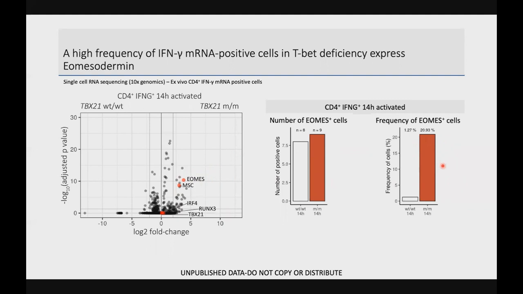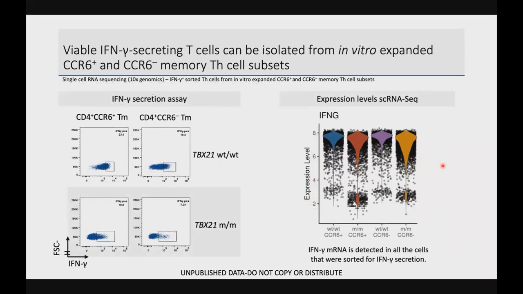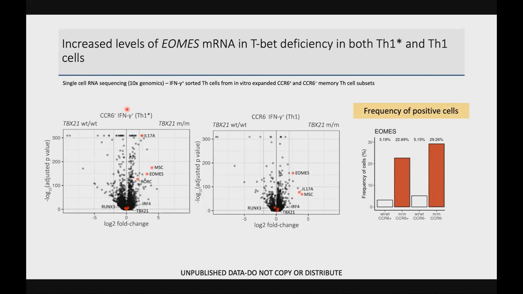So, to further assess the expression of EOMES, we sorted interferon gamma producing T cells from control and the patient. There are, of course, few of these cells in the patient compared to the control. And we sorted these cells using the cytokine secretion assay, which, as you can see here, works quite well in isolating interferon gamma mRNA positive cells. So we could then assess what were the genes differentially expressed in these samples and found that in both CCR6-positive interferon gamma-positive Th1* cells, as well as CCR6-negative interferon gamma-positive Th1 cells, Eomesodermin was in fact differentially expressed and expressed in a higher frequency of the positive cells in the patient compared to control.